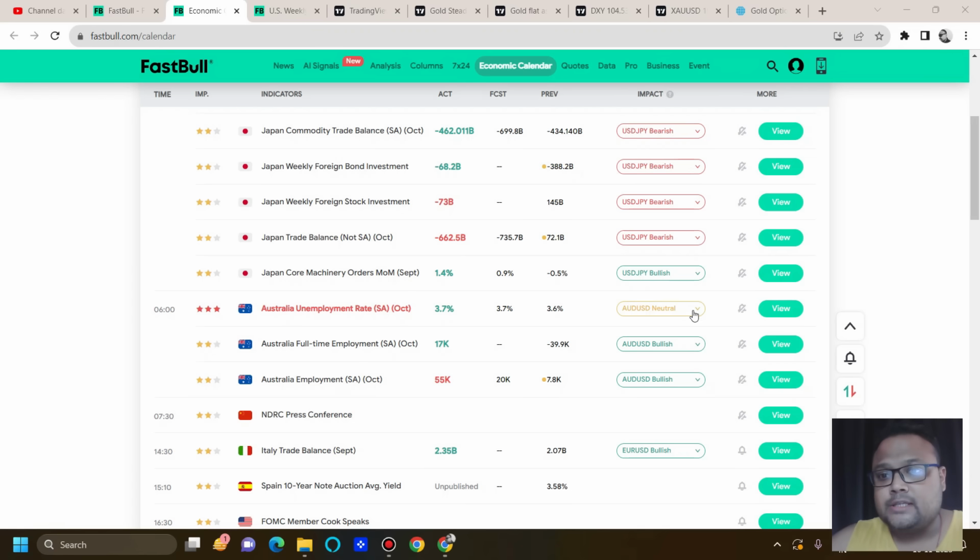And you can also change it. For example, you guys love to trade on gold. Just simply click on gold here. You can see Australia unemployment rate. What is the impact on gold? XAUUSD neutral. So it is very powerful.